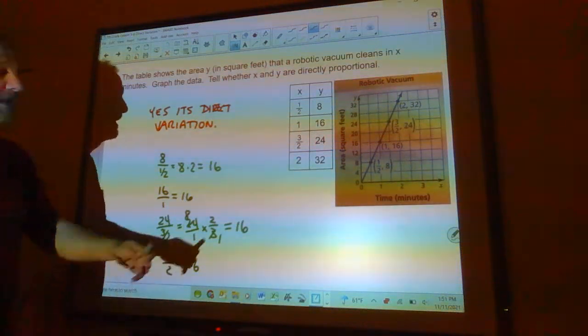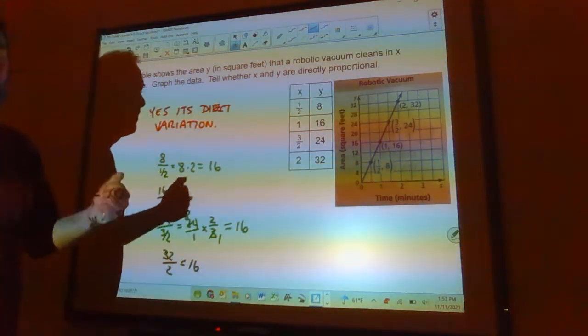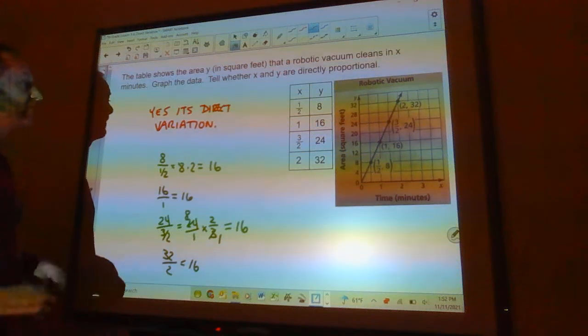It's a lot slower than being able to look at the graph, though, and say, oh, it passes through the origin, it's a nice straight line, it's direct variation.